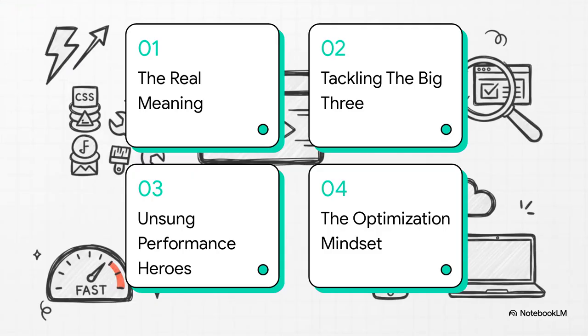All right, so here's our game plan. We've just talked about what this really means. Next, we are going to tackle the big three, the main performance killers. After that, we'll shine a light on some unsung heroes that often get overlooked. And finally, we'll wrap it all up by talking about how to make this an everyday optimization mindset.